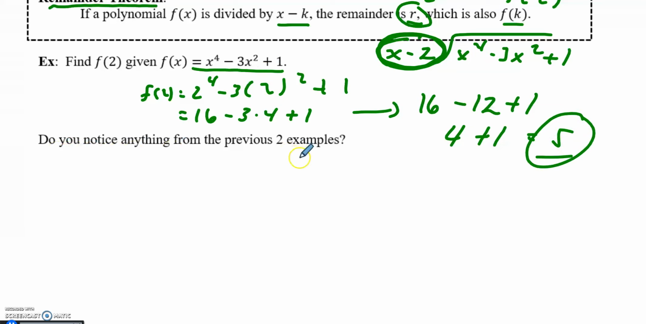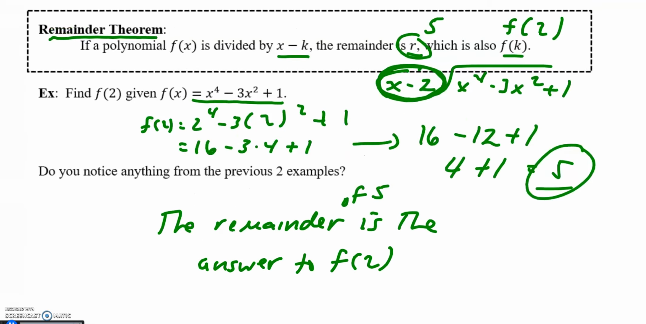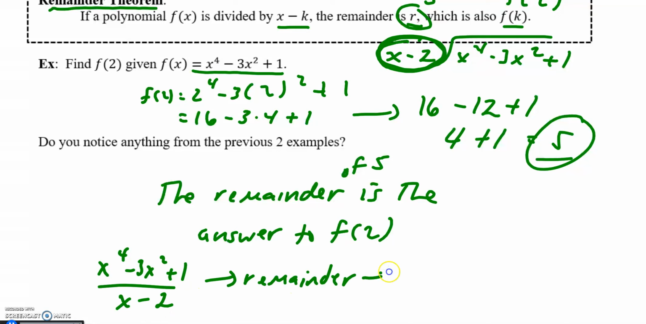So do you notice anything from the previous two examples? Yes, I do. The remainder is the answer. The remainder of 5 is the answer to f of 2, which is really saying if I took x to the 4th minus 3x squared plus 1 and divided that by x minus 2, that means that the remainder that I get from here, which was 5, is the same as f of 2.